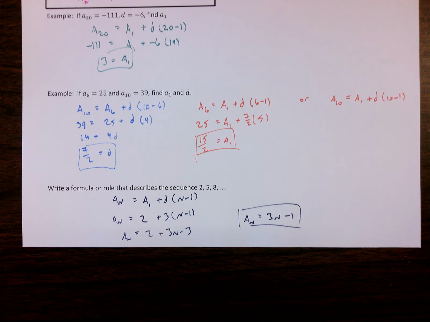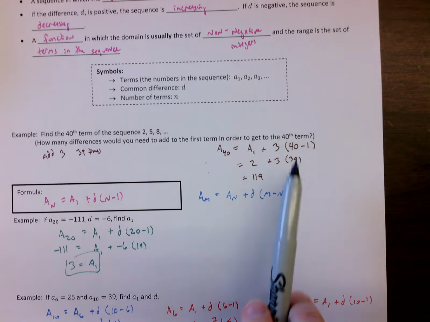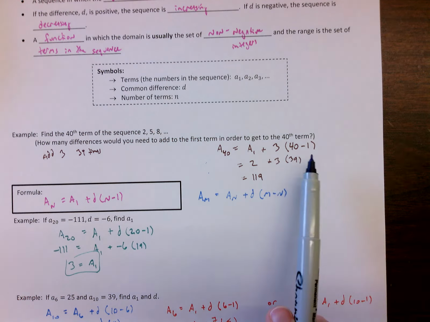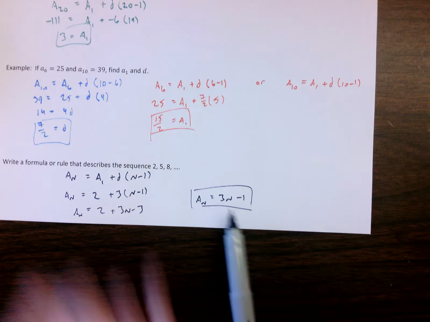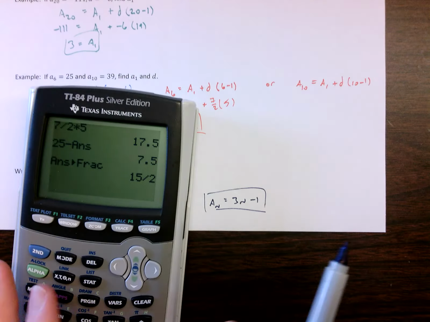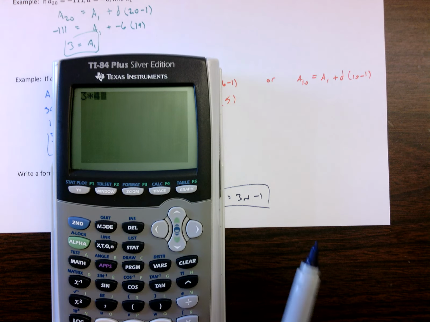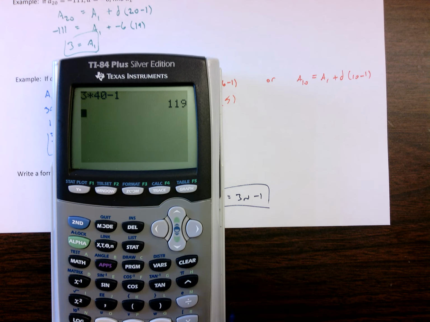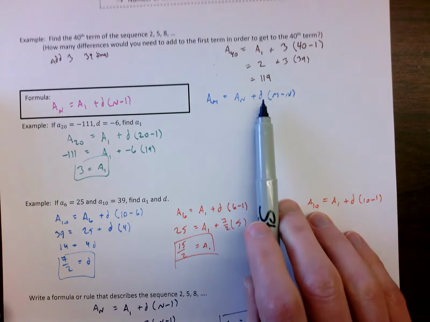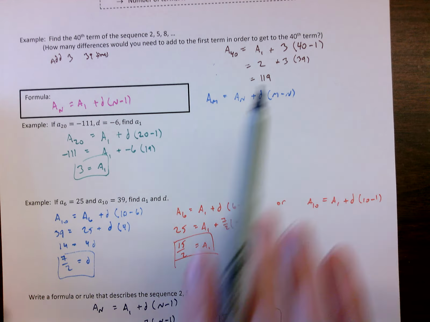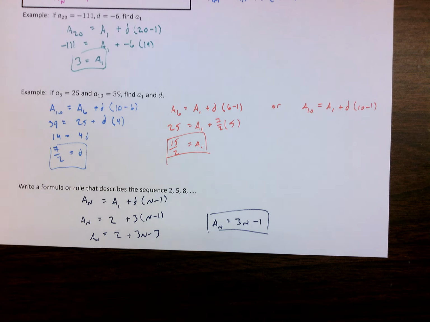Okay? And what this will let us do is it lets us shortcut this process. We want to know the 40th term. Well, all I have to do is do 3 times 40 minus 1. So 3 times 40 minus 1 is 119. That's the same answer that we found up here. Okay, so that is our rule for this particular sequence.